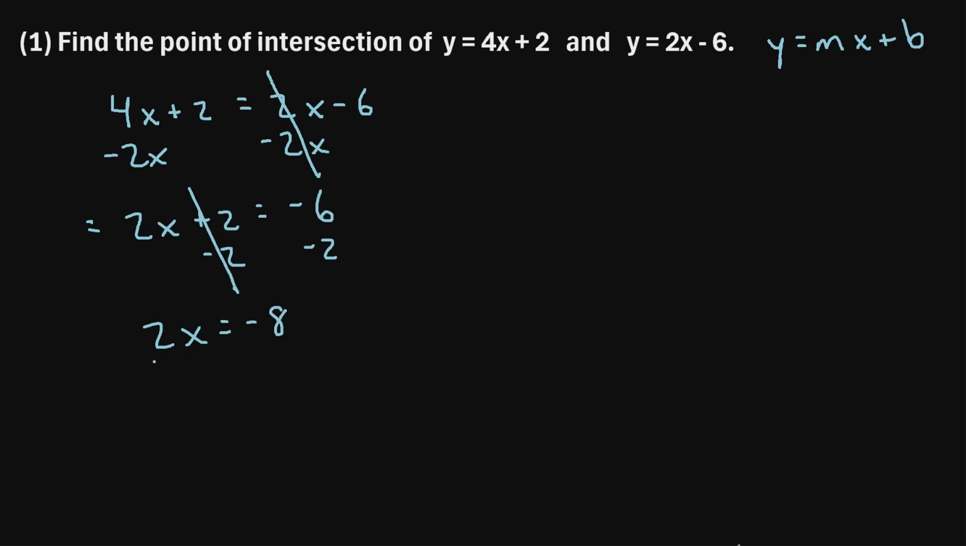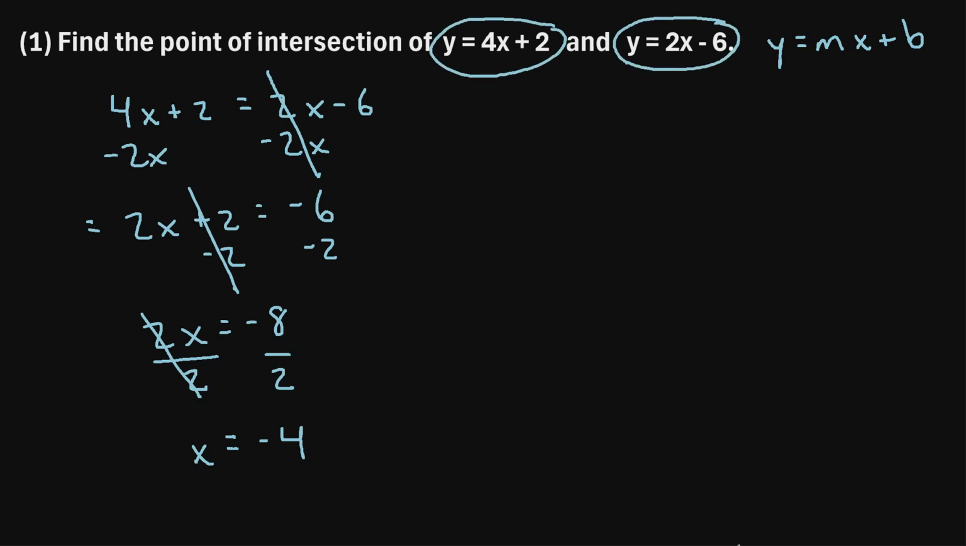And lastly, to solve for x, we can divide both sides by 2. So these 2's cancel out. We're left with x is equal to negative 8 divided by 2 is negative 4. Now what we do is take this x value of negative 4 and plug it into either one of these equations to solve for y. It doesn't matter which equation you pick, you'll get the same answer either way. So let's say we pick this first equation.